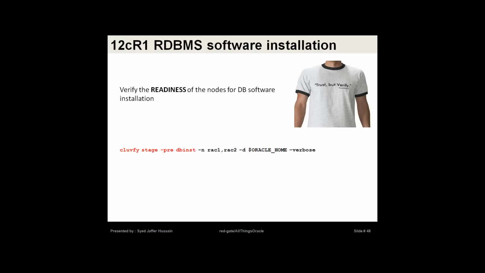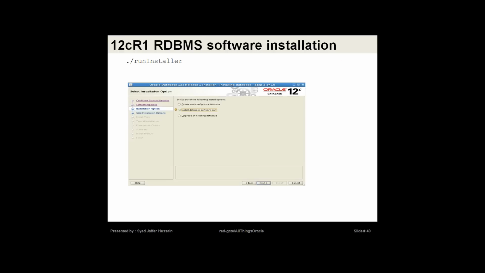So we have finished the first phase where GI, grid infrastructure and ASM has been successfully upgraded, and the second stage is to just install the 12c database software. After you check all the prerequisites, go to the software staging location where you have 12c RDBMS software and initialize run installer. If you have a database running on the same system, you are going to get the upgrade an existing database option as well. But as I told you in the beginning, we are going with only database software installation first, and later we move on to upgrade.